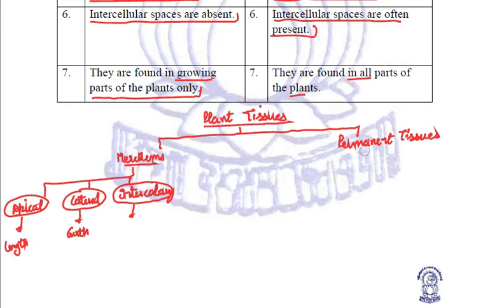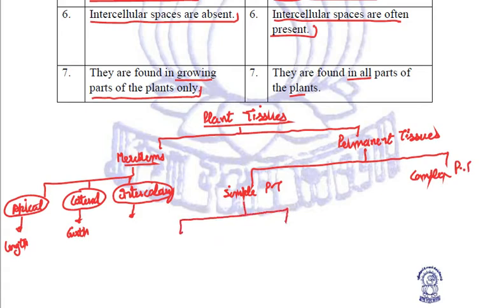Talking about the permanent tissues, these permanent tissues are the meristematic tissues which have lost their ability to divide. They are further divided into two parts: simple permanent tissues and complex permanent tissues. Now, the simple permanent tissues were further subdivided into three parts. They were parenchyma. Second one was collenchyma. Third one was sclerenchyma.